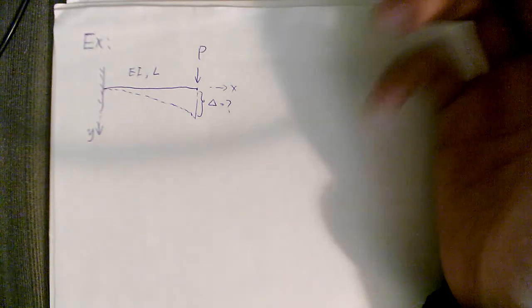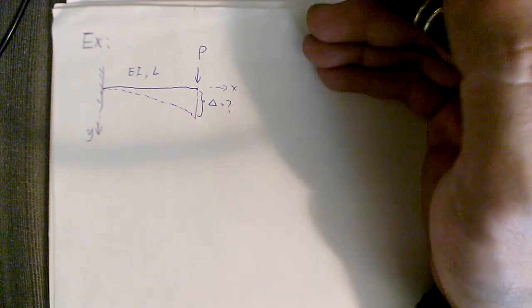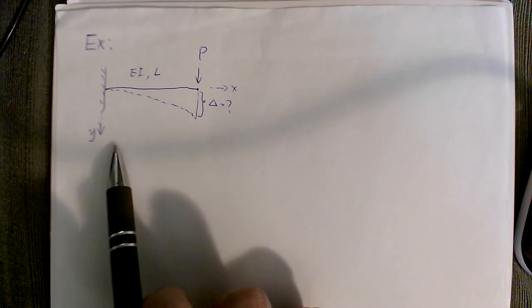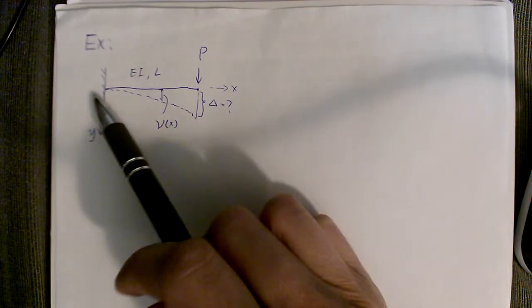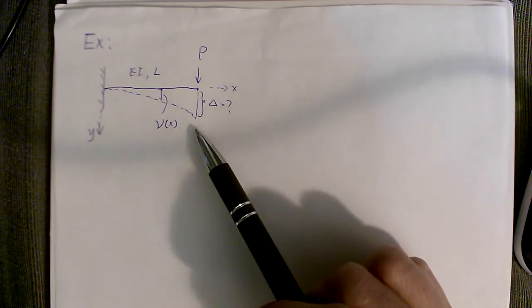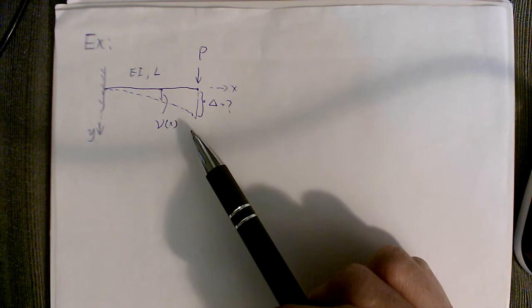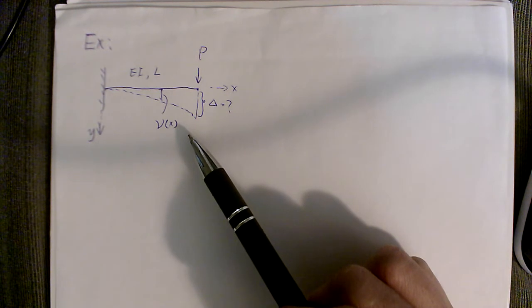So first of all, you gotta know what you're trying to get here. What you're trying to get is delta, but more specifically, if you look at this x and y, what you really want to get is v of x. So basically, you want to get the deflection of this entire beam. Then you're like, okay, how am I gonna get it?